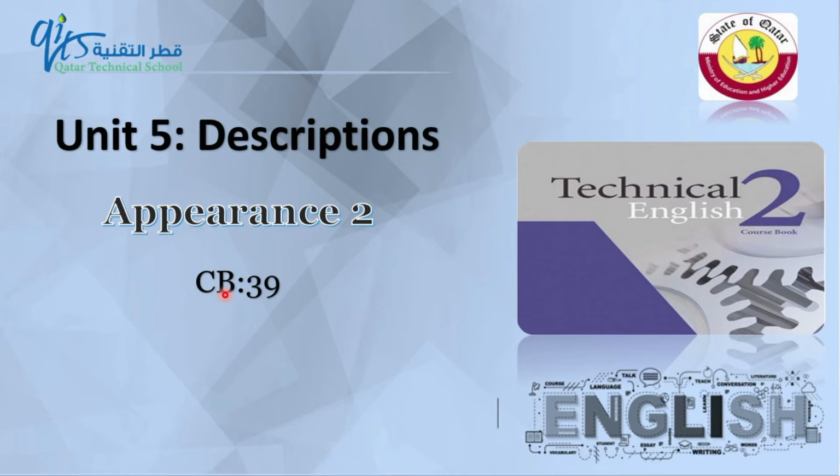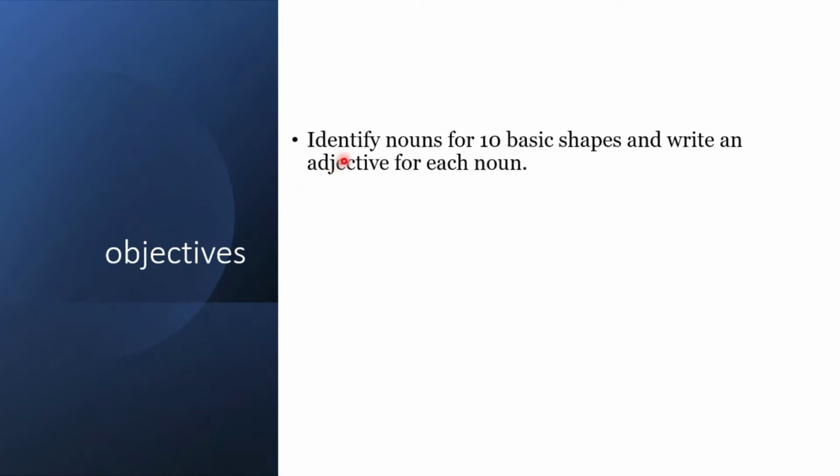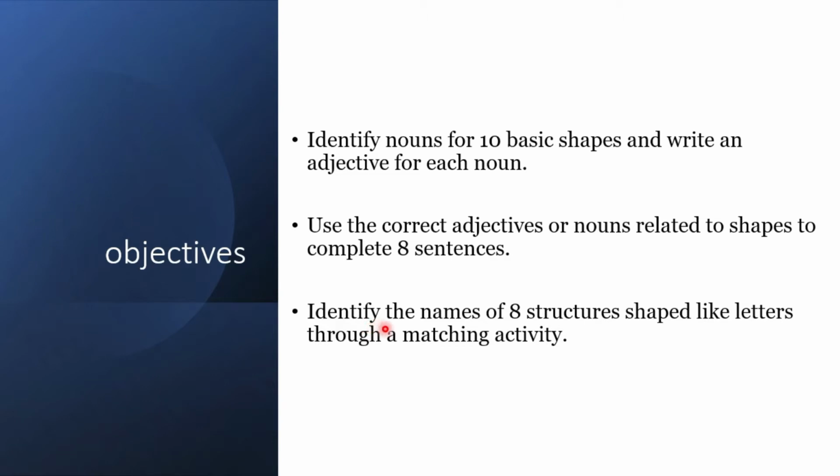In this lesson, we have 3 objectives. Number 1. Identify nouns for 10 basic shapes and write an adjective for each noun. Number 2. Use the correct adjectives or nouns related to shapes to complete 8 sentences. And the last one, identify the names of 8 structures shaped like letters through a matching activity.